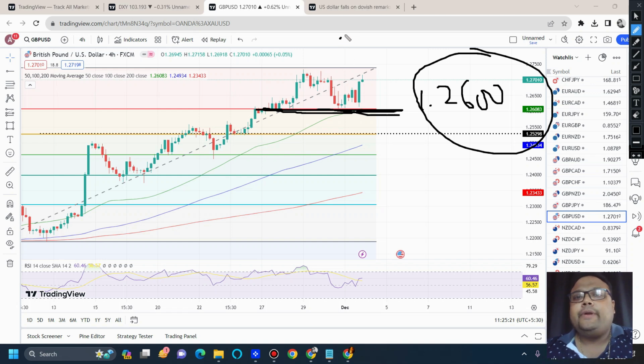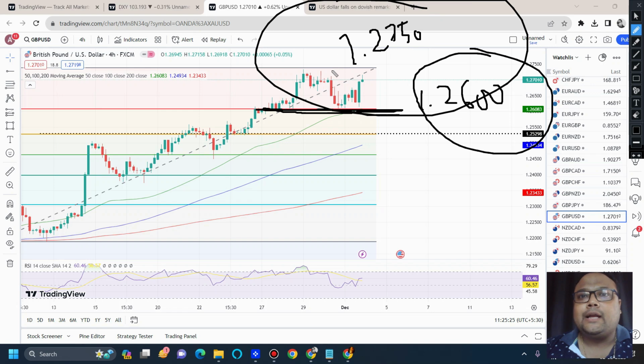And in case market breaks 1.2750, then obviously we can look for a buy at breakout as well. But obviously in this type of market situation, buy at retracement is always a better and safer thing to do. But if market doesn't come for retracement, what can we do, isn't it? So in that case, we can look for a buy above 1.2750 as well. So let's wait and watch how the market opens.